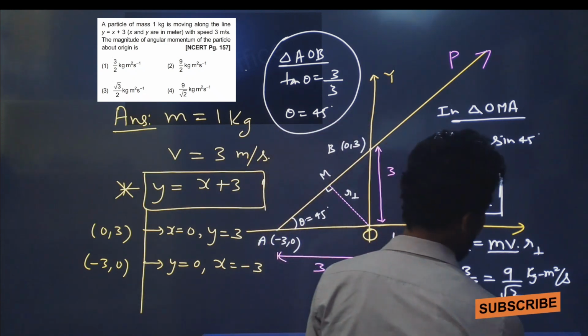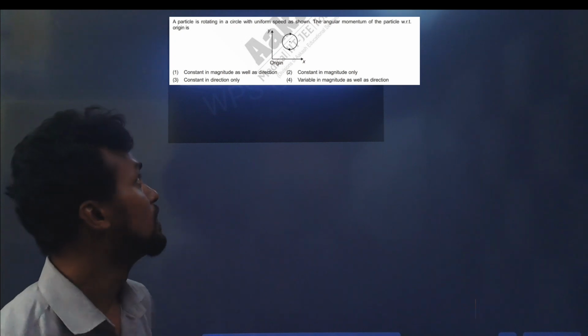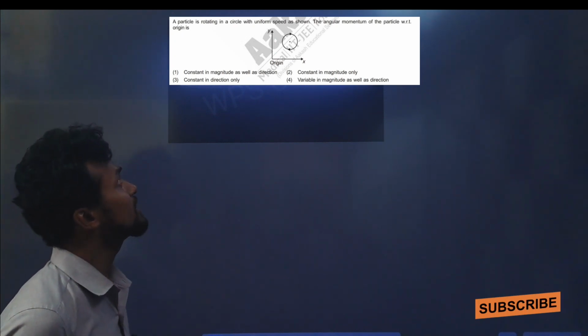Okay, now one more last question is there. See please, this is a very good question, a very conceptual question. So let's see the question here. A particle is rotating in a circle with uniform speed as shown.